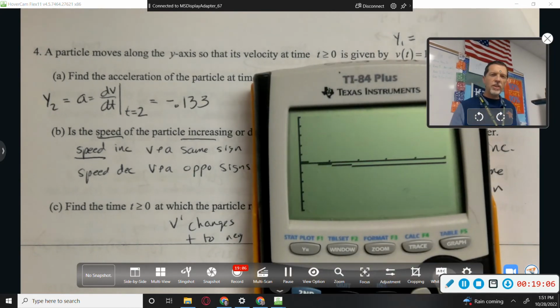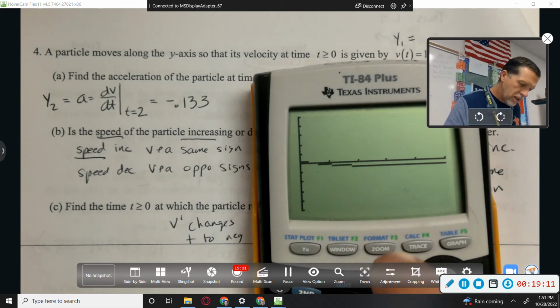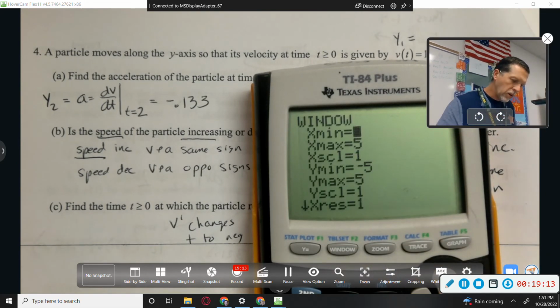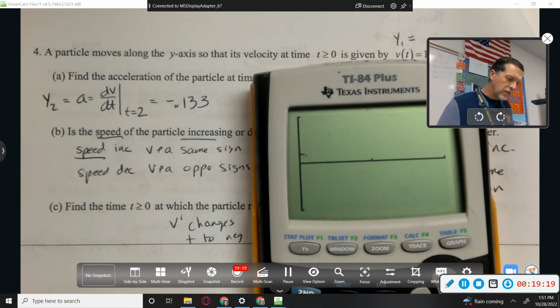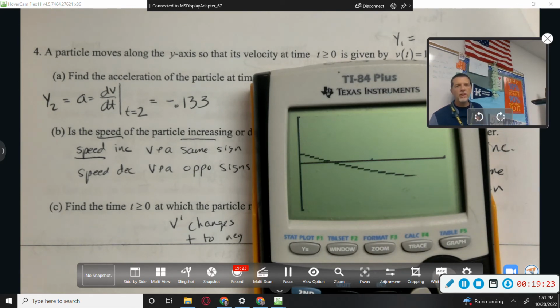So where V changes positive to negative, that looks like it's happening in there somewhere. I'm going to change my window and just go 0 to 2. Change my Y window a lot as well, so I can more easily see where V changes from positive to negative.